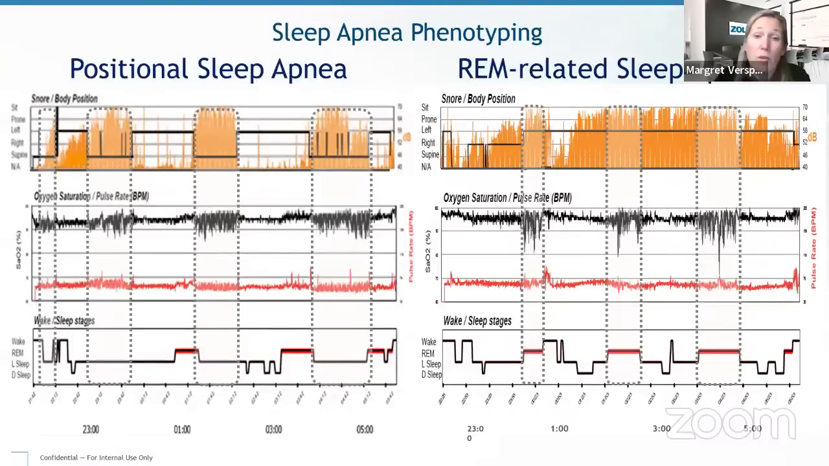And in the polygraphy, we don't have sleep staging. So we have it in the WatchPAT.